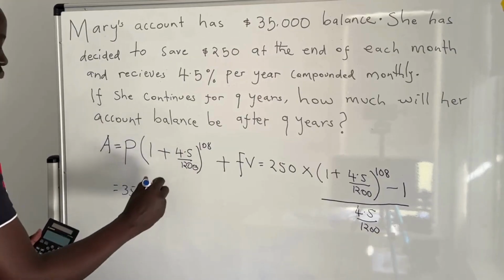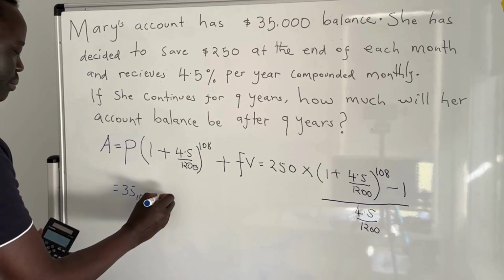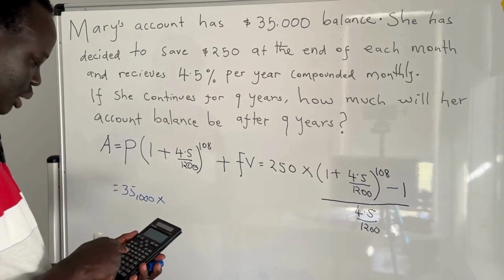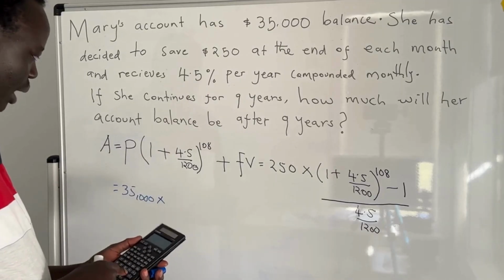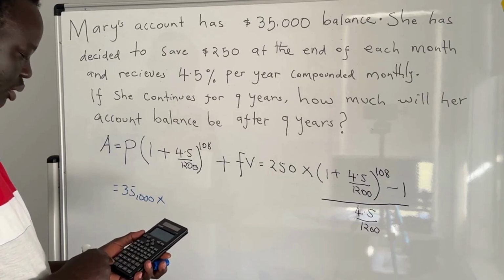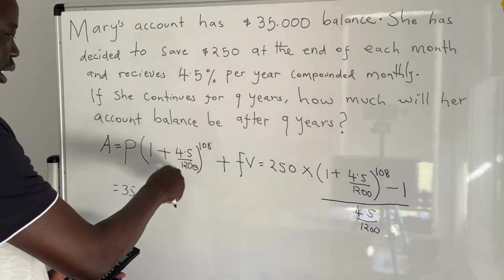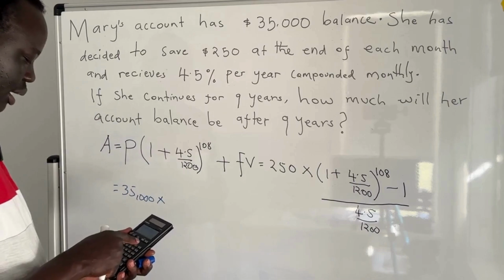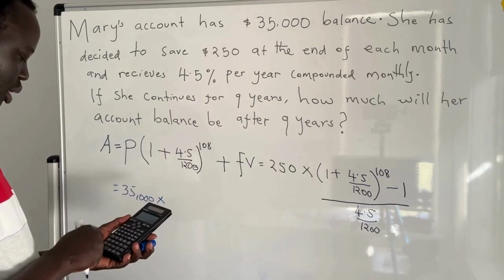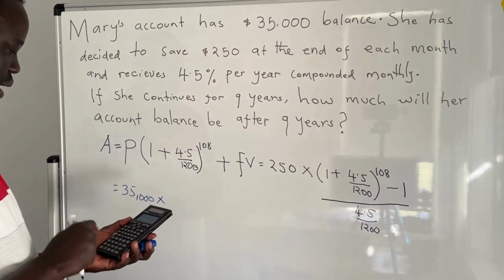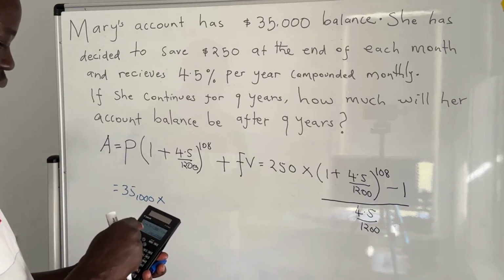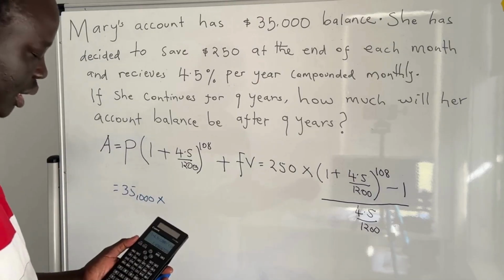Okay, and then let's work out this part. So we said this one here, make sure you put a bracket, 1 plus 4.5 divided by 1200, and then put this close bracket there, and then raised to the power of 108, and then you will get 1.498167, and then more digits there.